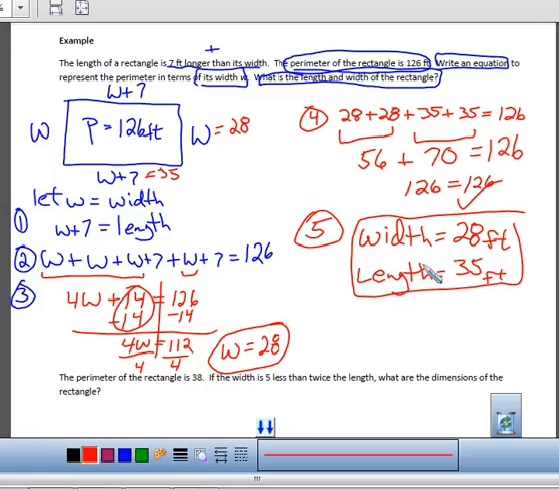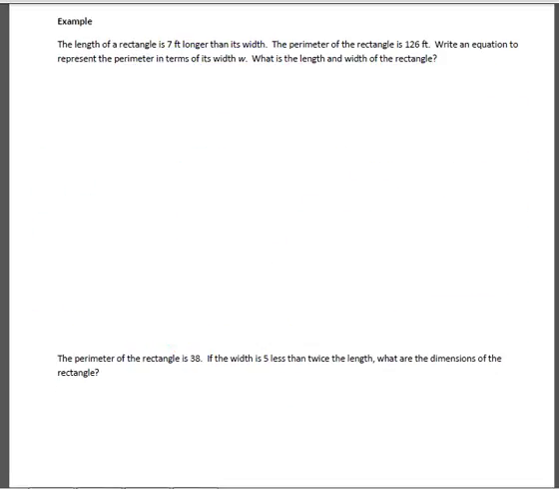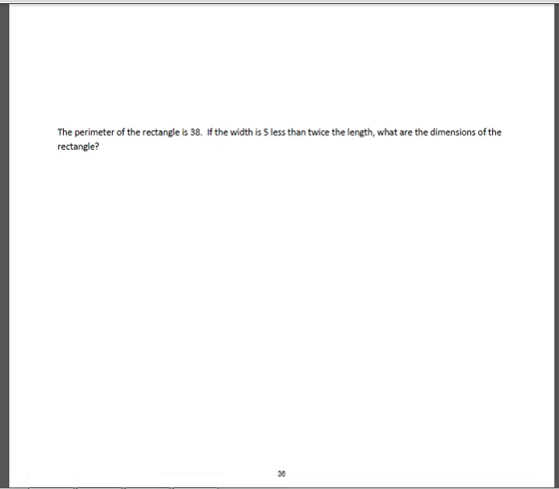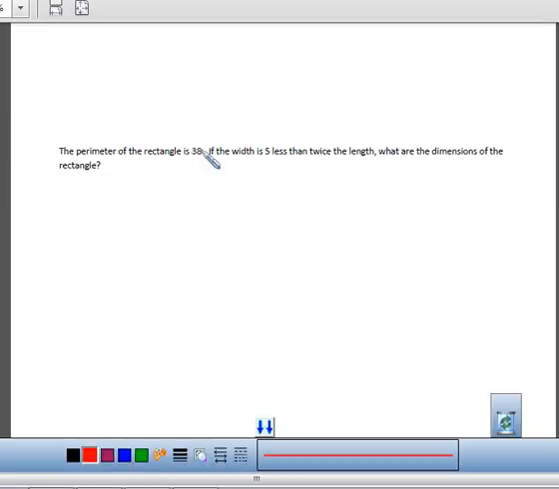Okay, we're going to do one more really quick. Actually, I'll help you set it up and I'll let you try to finish it. We'll see what steps we can do. Okay, so first step. The perimeter of a rectangle is 38. It doesn't give me units, so you're going to use the word units or U. So the perimeter of a rectangle is 38.